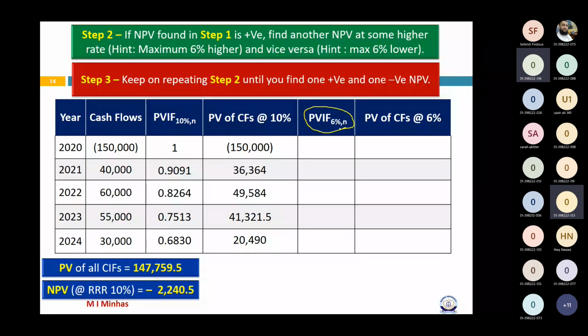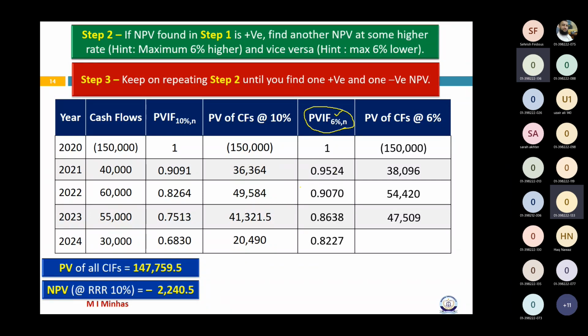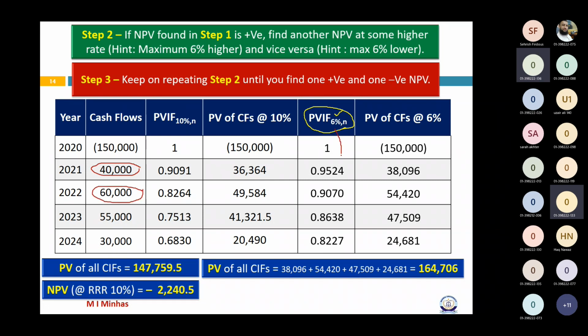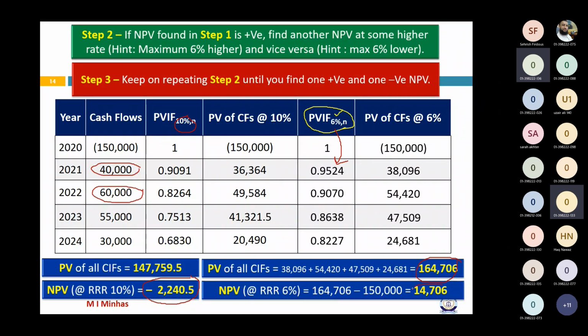So I'm going to calculate the second NPV at 6%. This is the value that I'll get from the table for the present value interest factor. When I multiply my cash flows, like these cash flows of 40,000, 60,000, by the present value interest factor at 6%, we get the present values. We calculated an NPV at 10% first, and because that NPV was negative, now I'm calculating a new NPV at 6%. Here the present value of all cash inflows came to be 164,706, and the NPV came to be positive. Is it clear?